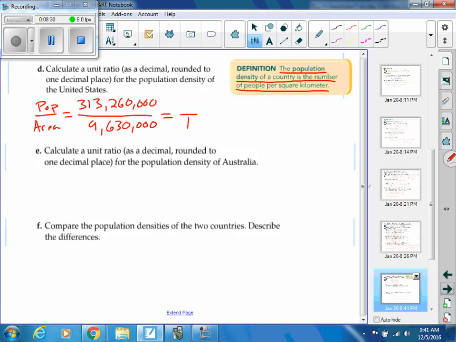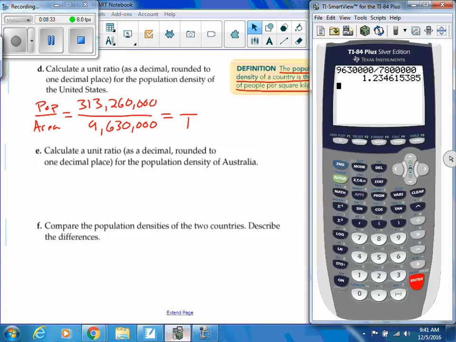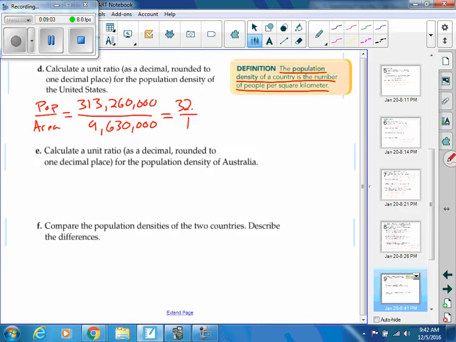So I want to take that as a unit ratio over 1. So again, go to your calculator. 313,260,000. And we're going to divide that by the area, which is 9,630,000 square kilometers. So again, that it's 13.52. The 2 tells the 5 to stay the same. So it's about 32.5 people for every square kilometer in the U.S. Okay. Again, that's people, and then this is square kilometers on the bottom.